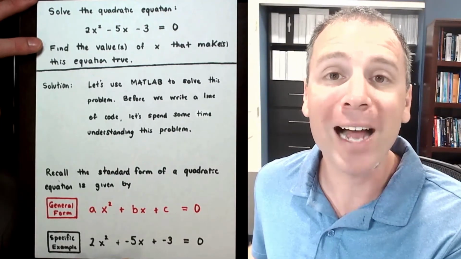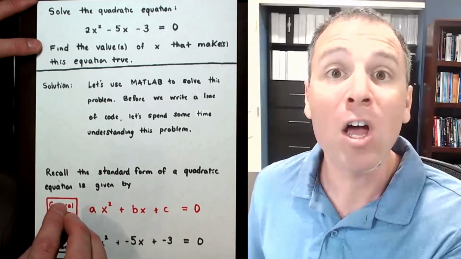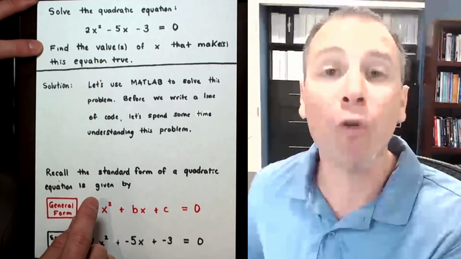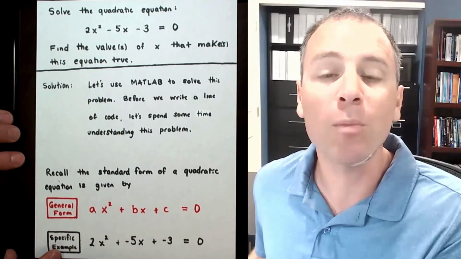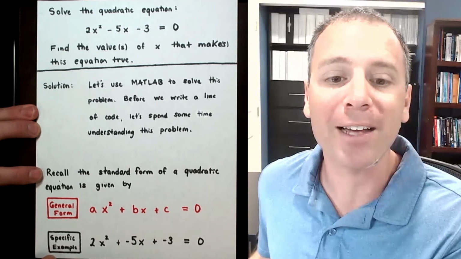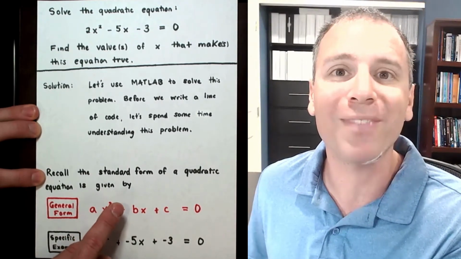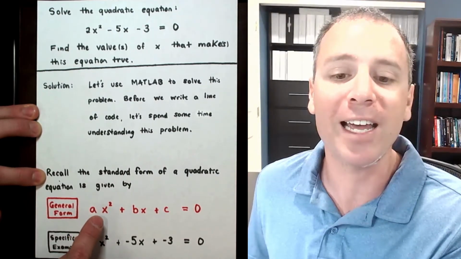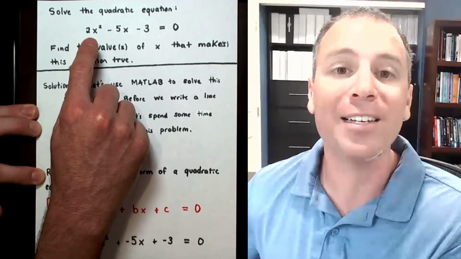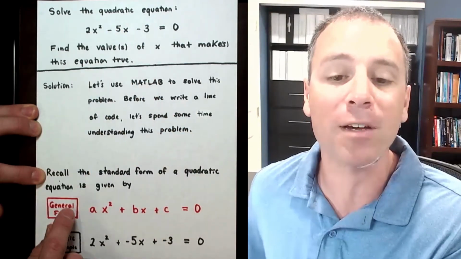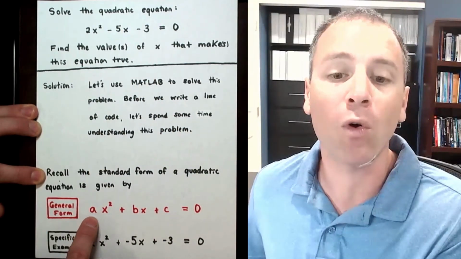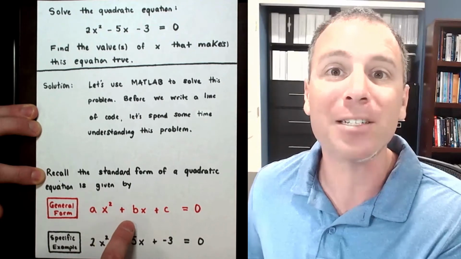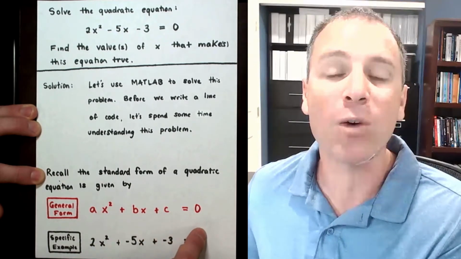With that best practice in mind, the practice of understanding a problem before we open our software, let's do some recall from our previous lives in mathematics. Remember, we had this thing called the standard form of a quadratic equation. That's a nerdy way to say we can categorize the format, the anatomy of this equation using this general form: ax squared plus bx plus c equals 0.